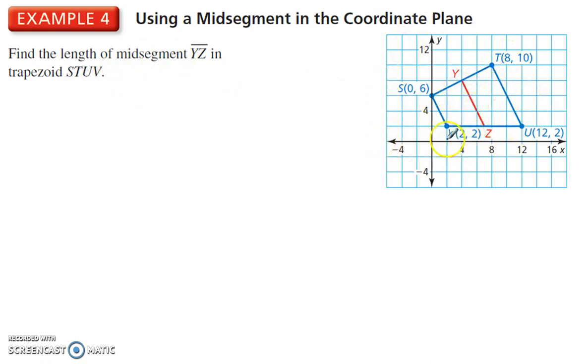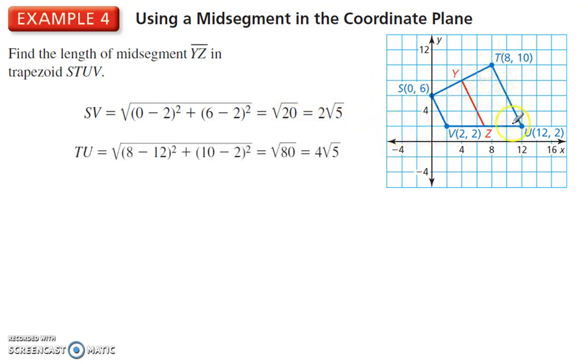Okay, now if I want to find the length of the midsegment here, YZ, okay, well, we're in a coordinate plane. I need to find the lengths of each of these and divide that by 2 or multiply by a half. Okay, so distance formula, I'm going to find the length of SV. Right here, it's 2 radical 5. Distance formula, I'm going to find the length of TU, 4 radical 5.